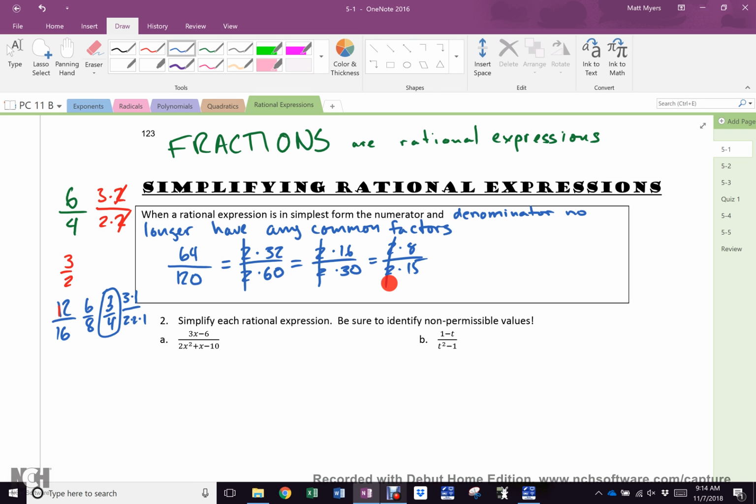Do 8 and 15 have any common factors? No. 8 is 2 times 2 times 2. 15 is 3 times 5. Anything common? No. So we're done. Everybody good? All right. So what does that tell us about rational expressions? If we're going to simplify a rational expression, we must do 2 steps. 1, factor everything. And what was step 2? What did I do here and here? Cancel where possible.